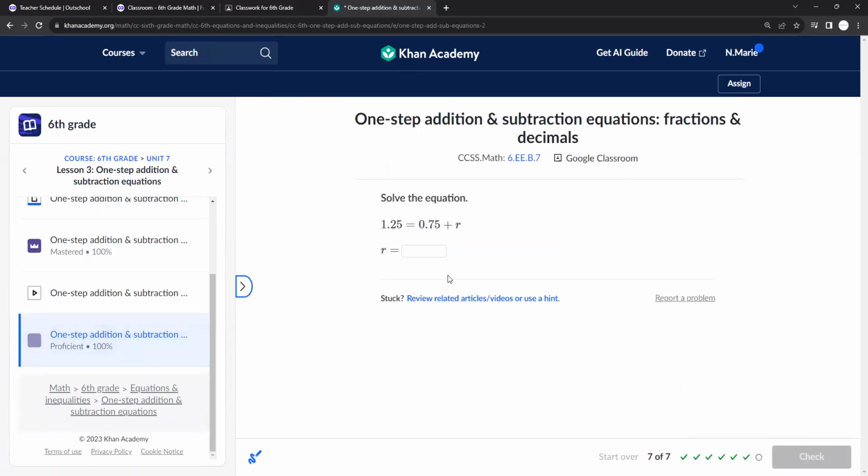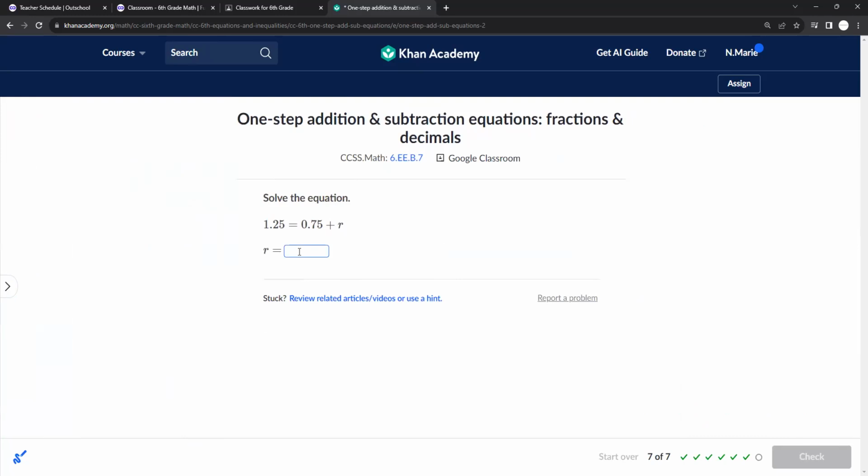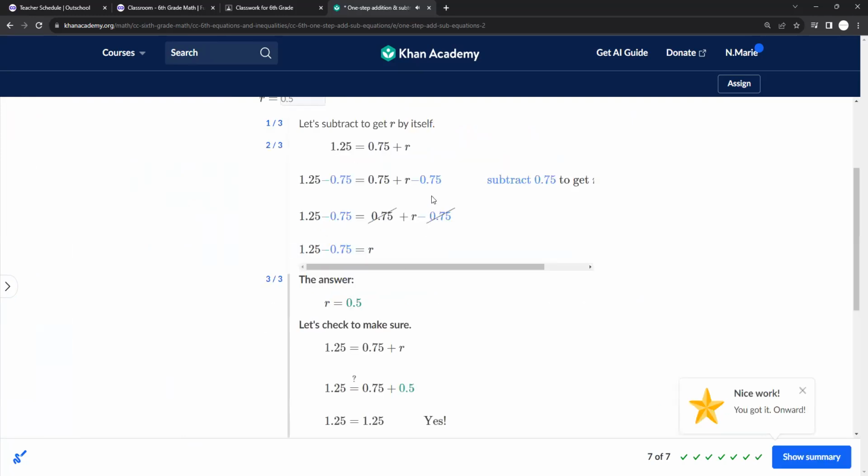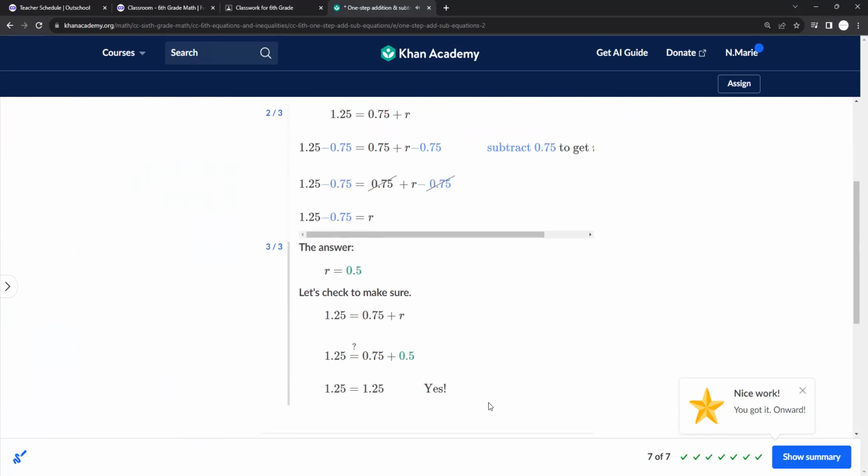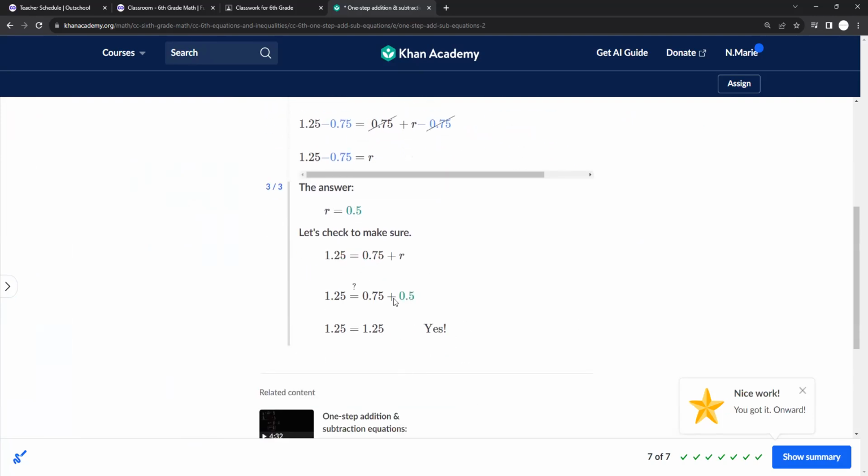So we saw some decimals. So how do I solve for this one? When something's being added, to move it to the other side, you subtract. You get r is 0.5. If you get something wrong, make sure you push get help. They'll show you how to do it. They'll even show you how to check your answer.